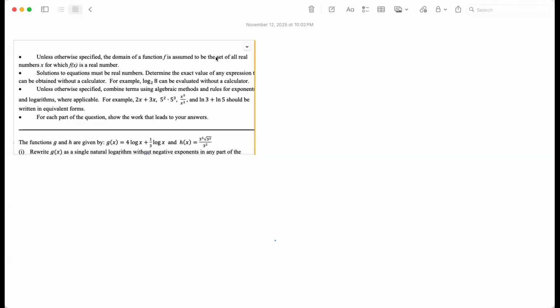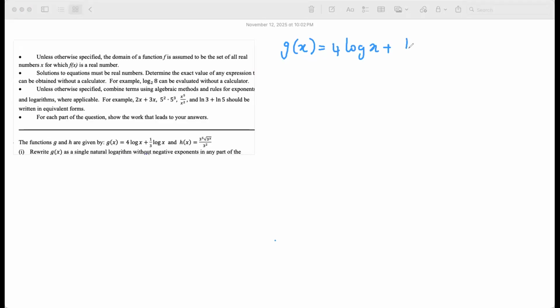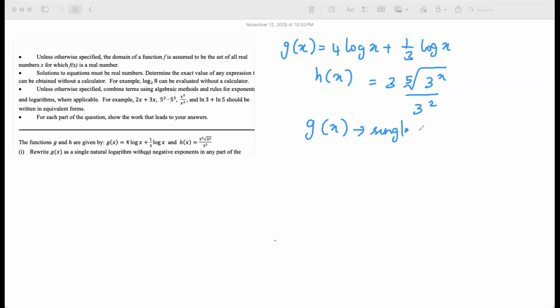Okay. Now, let's go ahead with the question. The functions g and h are given. I can put it out in bigger letters. This is an example of a question which you can get in a free response. This you know already. That's why I thought I'll go ahead with this. h of x is equal to the fifth root of 3 to the power of x, divided by 3 squared. Now, rewrite g of x as a single natural log, a single natural log without negative exponents. That's the question.